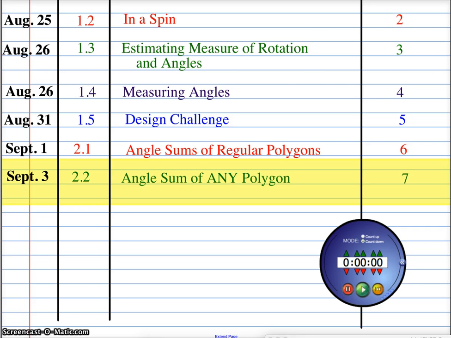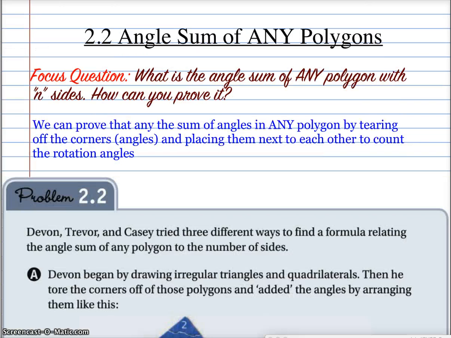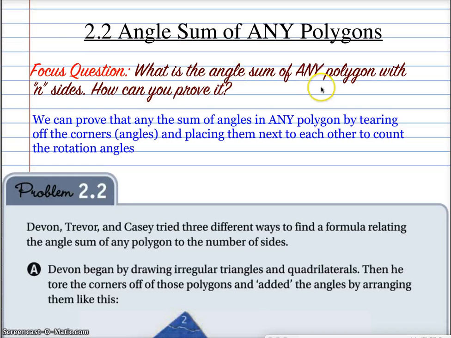Okay. So angle sum of any polygon. So it says focus question, 2.2 angle sum of any polygon. Focus question, what is the angle sum of any polygon with n sides? In your last class we covered n number of sides, and that is determined by the shape that you choose. If you have a triangle, that's 3 sides. If you have a square, that's 4 sides. Any 5-sided figure, the n will be 5. And how can you prove it?